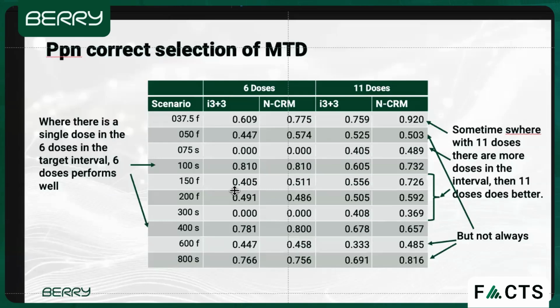The proportion selecting the correct MTD is quite interesting. There are 2 scenarios, the 100 steep and the 400 steep, where there's only one dose that has a toxicity rate that's in our target range, and that dose happens to be present in the 6 dose scenario. And in that setting, the 6 dose design does better in terms of correctly finding the MTD. The 11 dose design is more likely to mistakenly pick one of these 2 alternate doses, which now just lie just outside the interval.